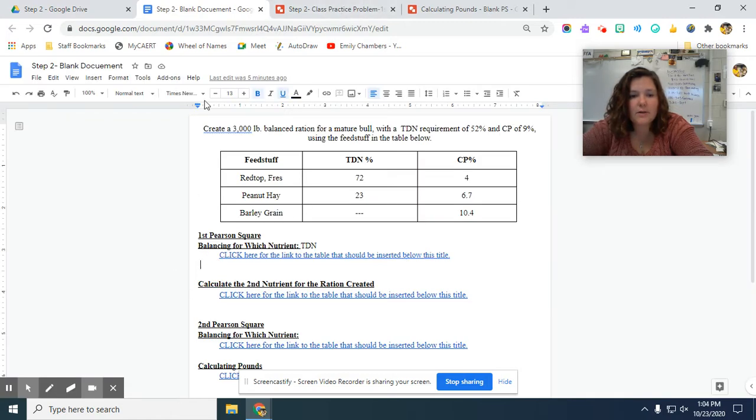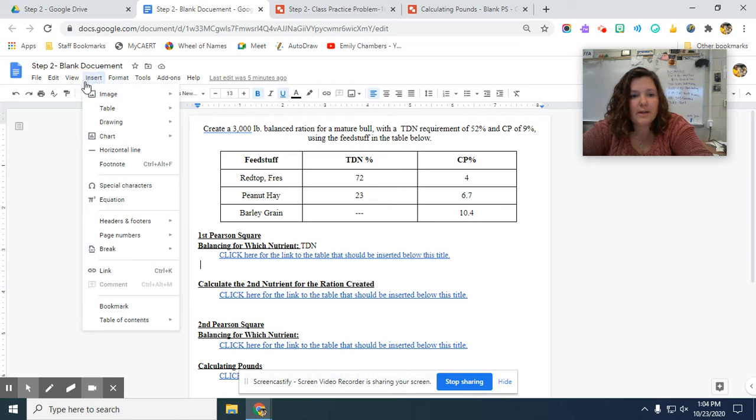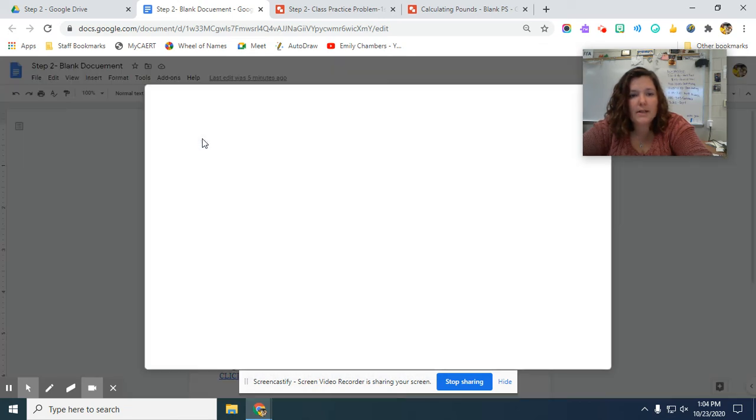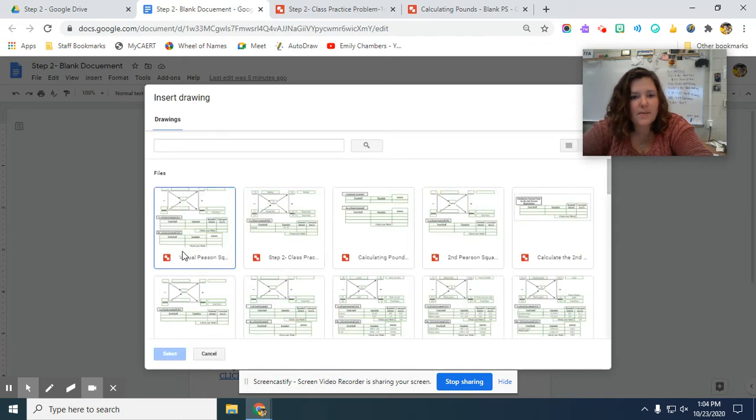So you're going to put your cursor right there. You're going to do exactly what you did before. Insert. We're going to go to drawing. We're going to insert from our drive. It should come up towards the top because you just made it.